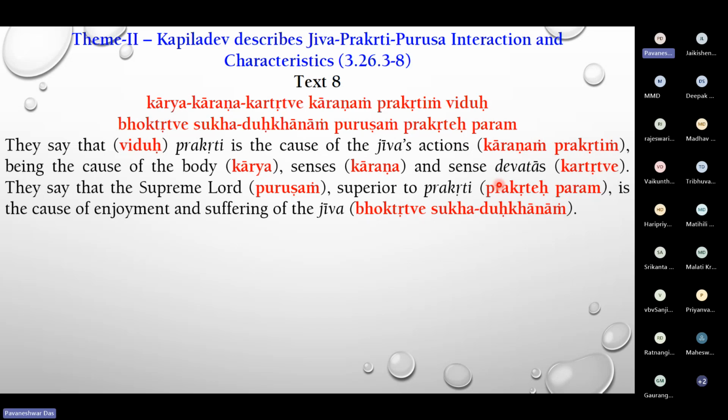All of you studied your mother tongue. All of you must have studied grammar in your school. In all our mother tongues, we have these three terms: karya, karana, kartrutva. What do you mean by karya with respect to your mother tongue, or when you translate it into Hindi or English? What is the meaning of all these three words?